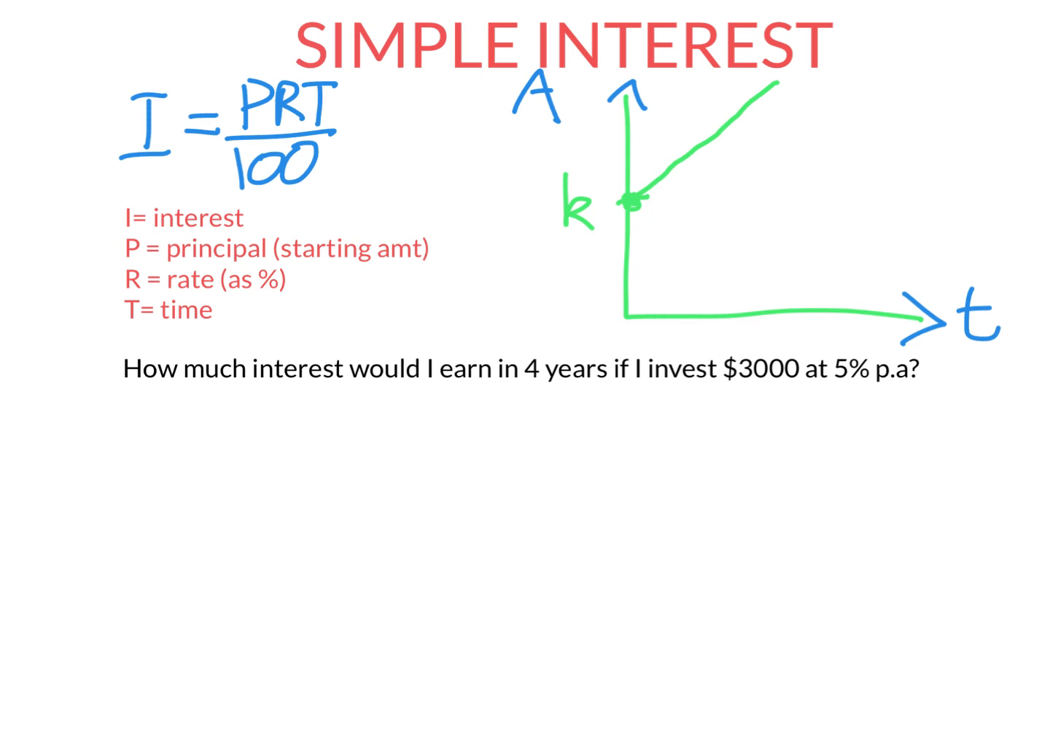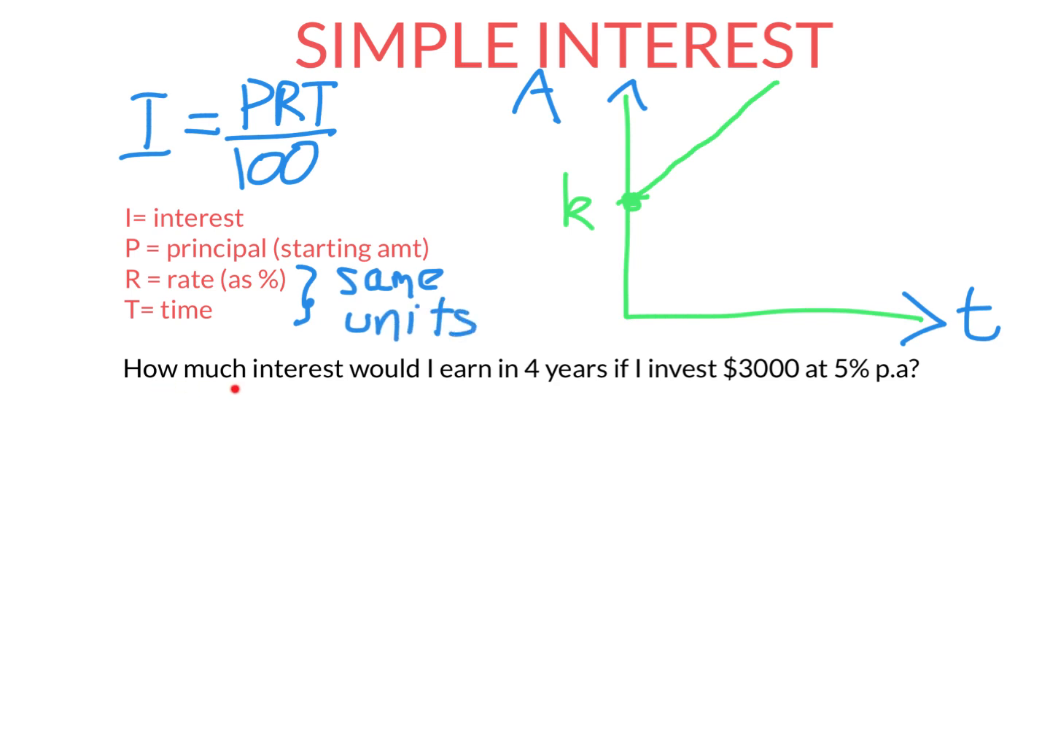So to calculate the amount of interest, we can use this formula I equals PRT over 100. I means interest, P means principal, i.e. the amount you start with, R is the rate as a percent, and T is the time. Now R and T here must be in the same units. R is usually given as per year, so T then has to be in years.